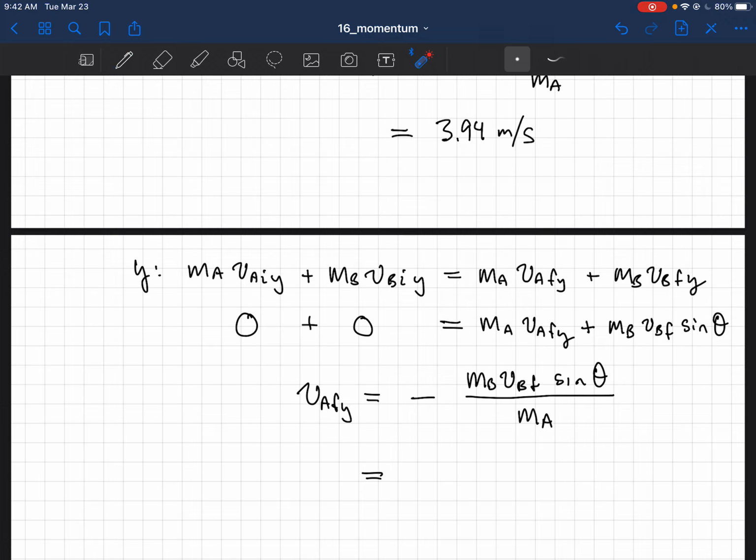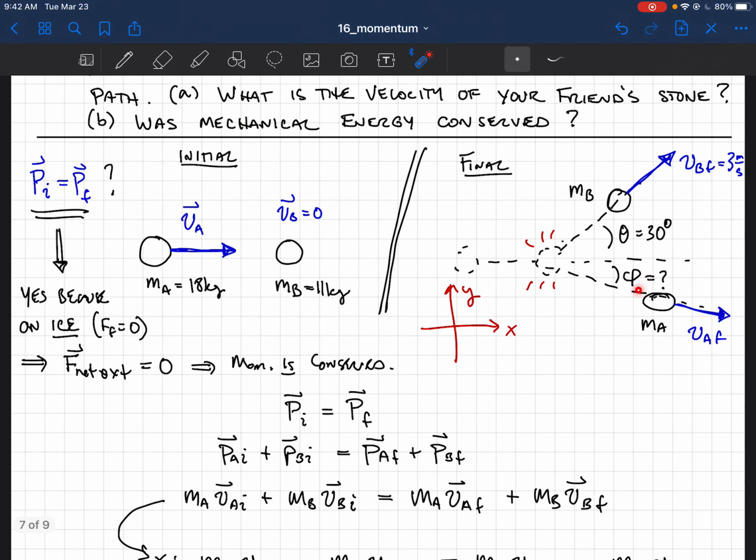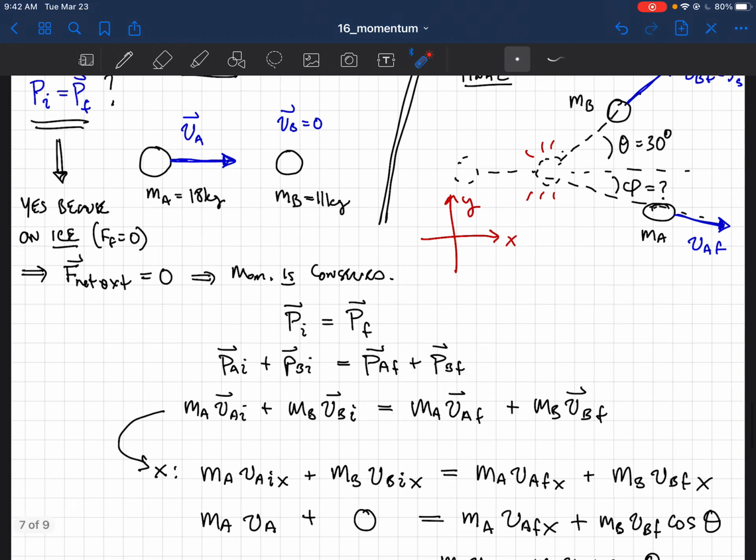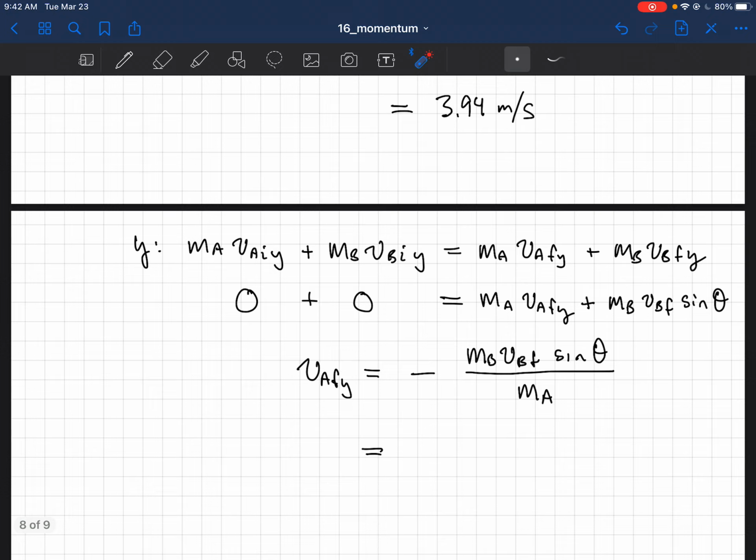And it makes sense that it's a negative number, right? This is minus times a bunch of positive numbers. It makes sense that it's negative because we saw that it should be pointing down if this one is pointing up in order to get a horizontal total momentum vector. So what is that? Let's just plug it in.